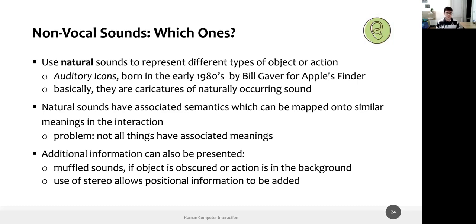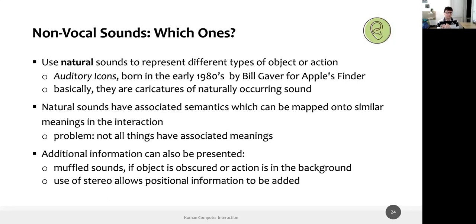In addition to using the natural sound, you can also use additional information to provide more detail on the interaction. You can use, for instance, stereo audio for positional information. So on the left, because something is happening on the left, on the right, because something is happening on the right, and vice versa, or muffled sound.